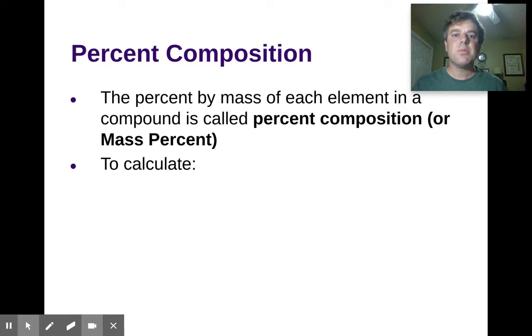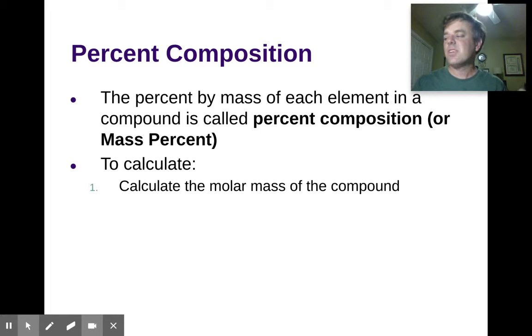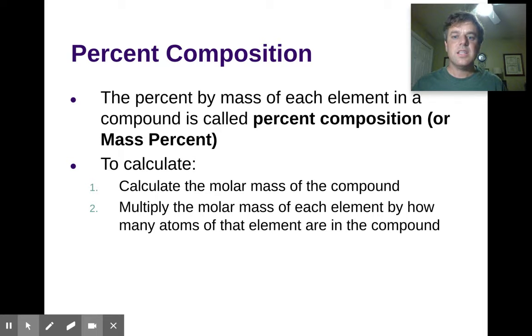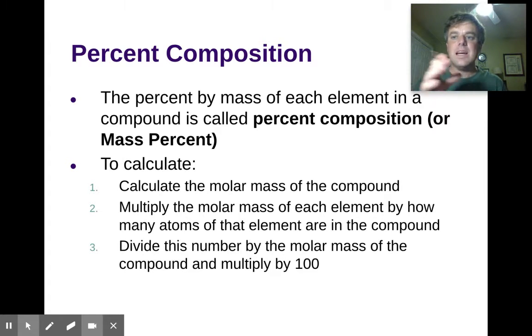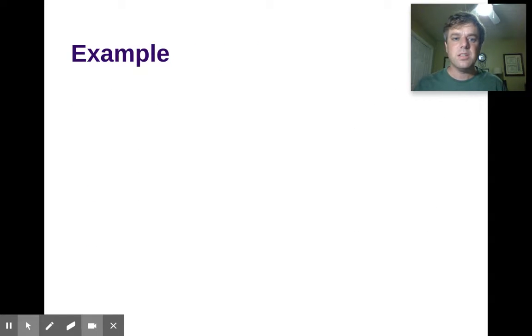So to calculate percent composition, you first need to find the molar mass of the compound, so you add up the mass of everything in there. Then you figure out how much the total of that one element weighs. So figure out how much hydrogen there is in water by adding up the mass of each of the two hydrogen atoms. Divide that by the total molar mass and multiply it by 100 to make it a percent.